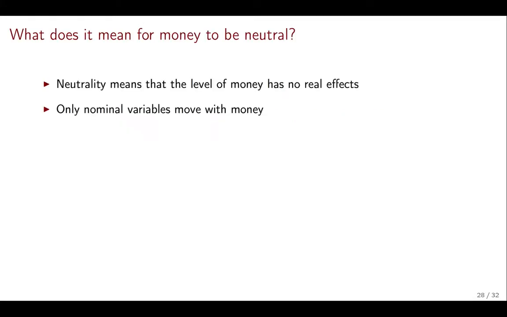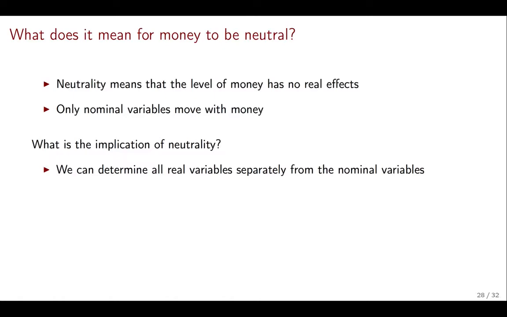What does it mean for money to be neutral? Well, it literally means that it has no real effects. It is neutral because its level has no effects on the economy. Only nominal variables move with money, but real variables just do not care. And the implication of neutrality is that we can just go ahead and solve all real variables separately from the nominal variables. We get the same equilibrium and the same solution as in our previous modules without having to take into account the nominal variables of the economy.